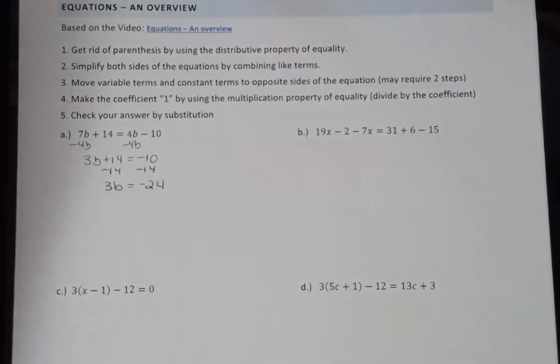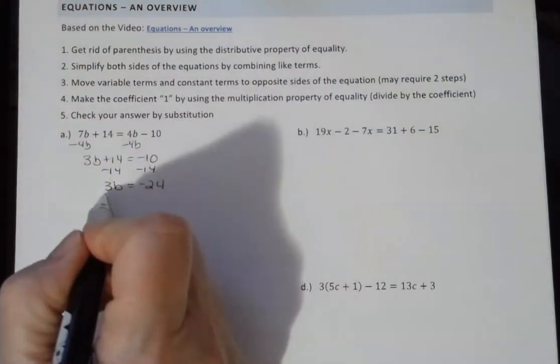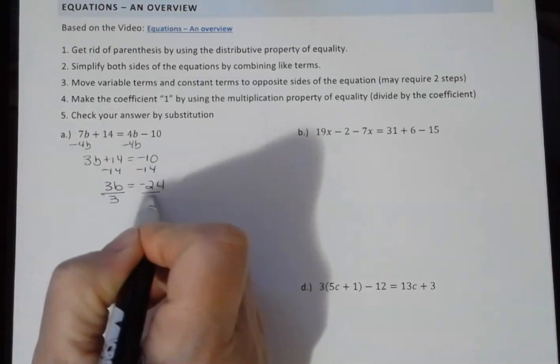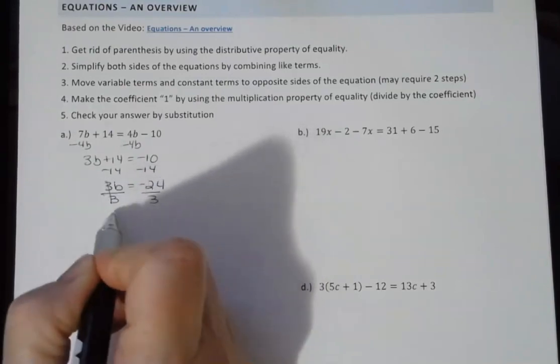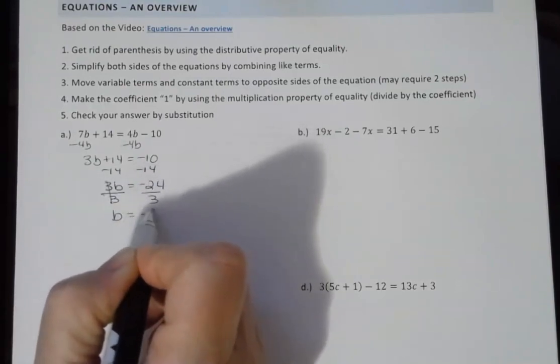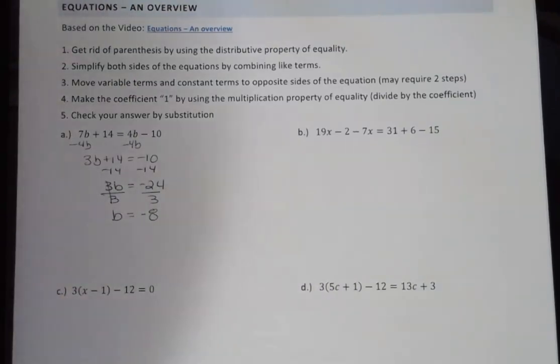We want to make that coefficient 1. Right now it's 3. We do that by dividing by itself. The 3's cancel to 1. We don't need to write the 1, and we see that our answer is -8.